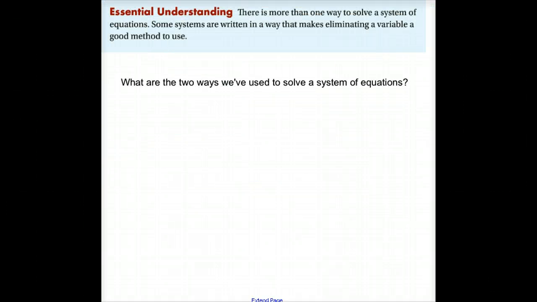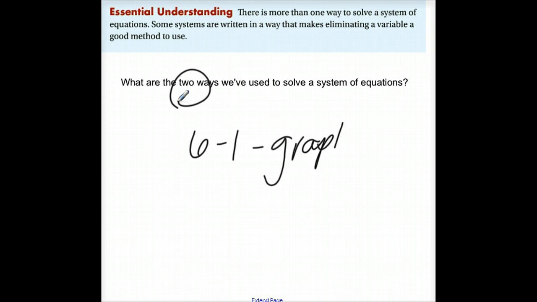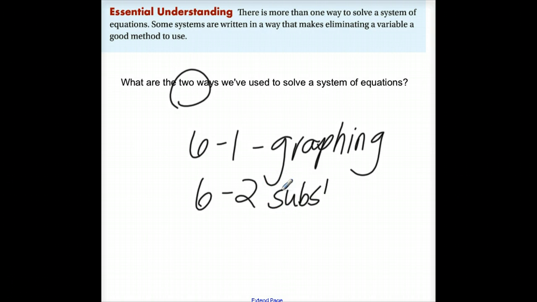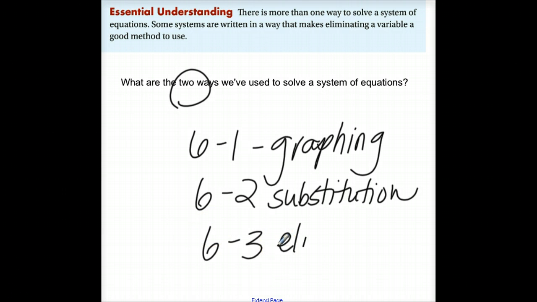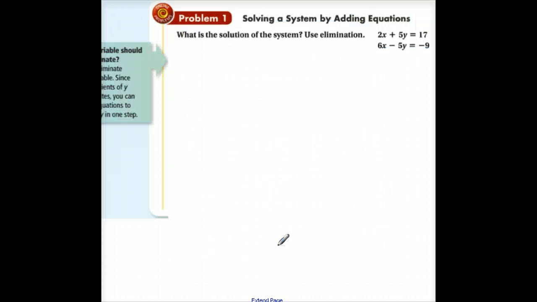So, for the past 2 lessons in Chapter 6, we have learned how to solve a system of linear equations. We know 2 ways so far. We've talked about in 6-1, we can use graphing to find where the point of the systems intersect. And in 6-2, we learned a method called substitution. This lesson in 6-3 is elimination. Let me show you how it works.